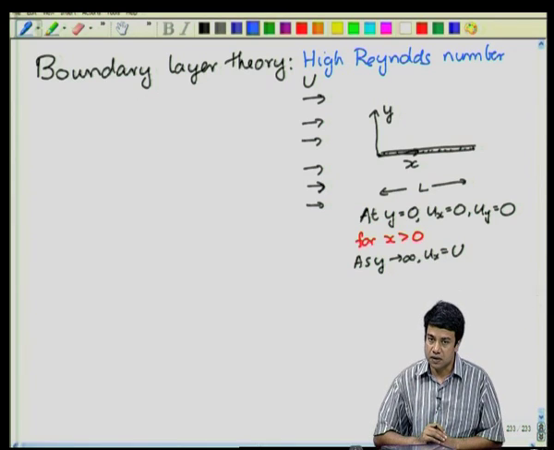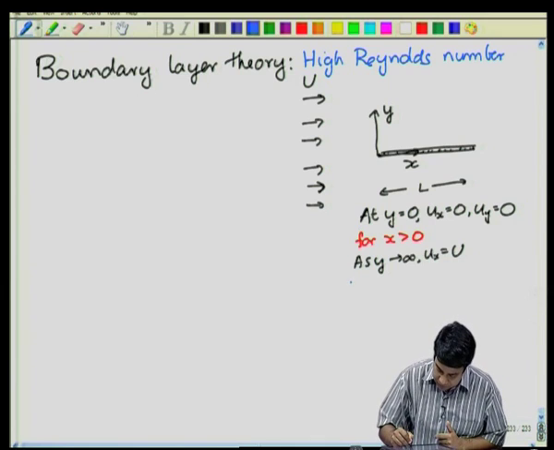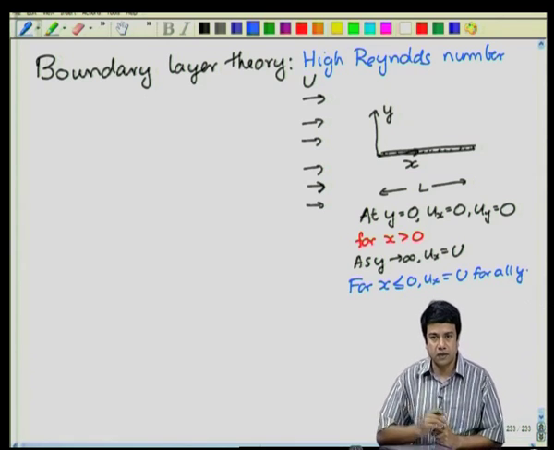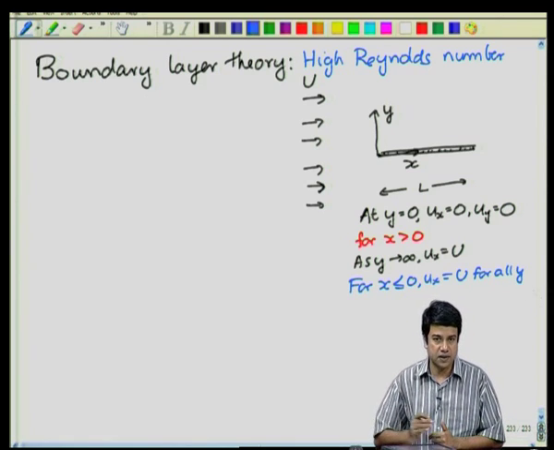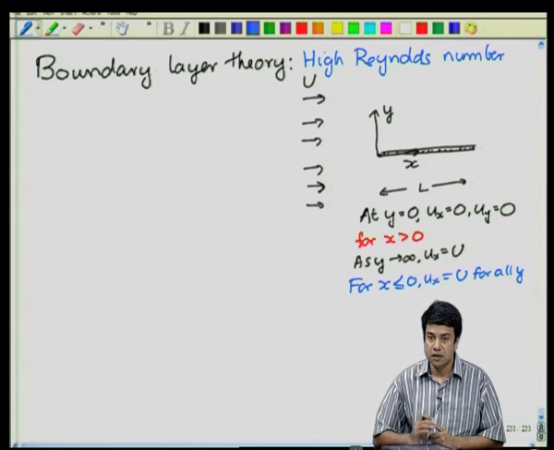Therefore, you would require that the fluid has to have just the free stream velocity for x less than 0. ux is equal to just capital U for all y. So, that is the third boundary condition for x less than or equal to 0: ux is equal to capital U for all y.